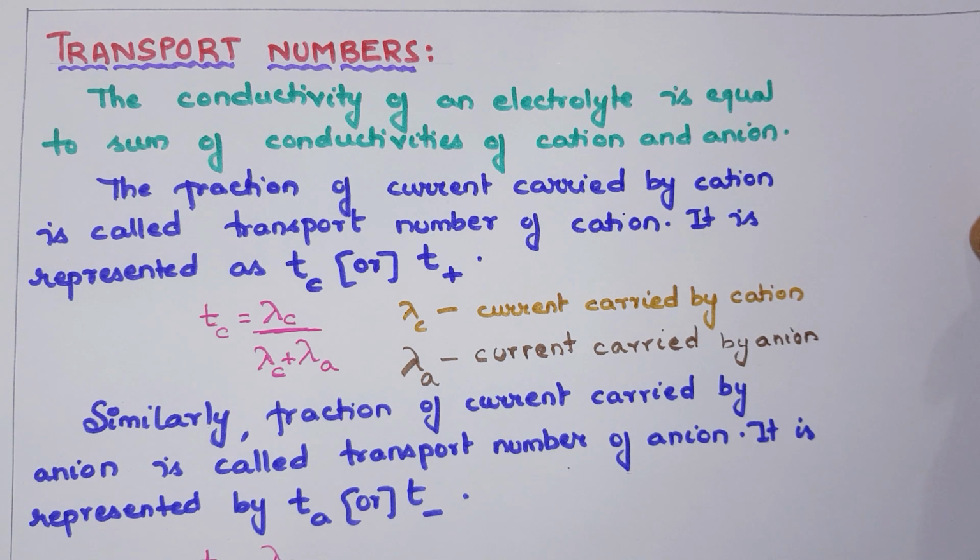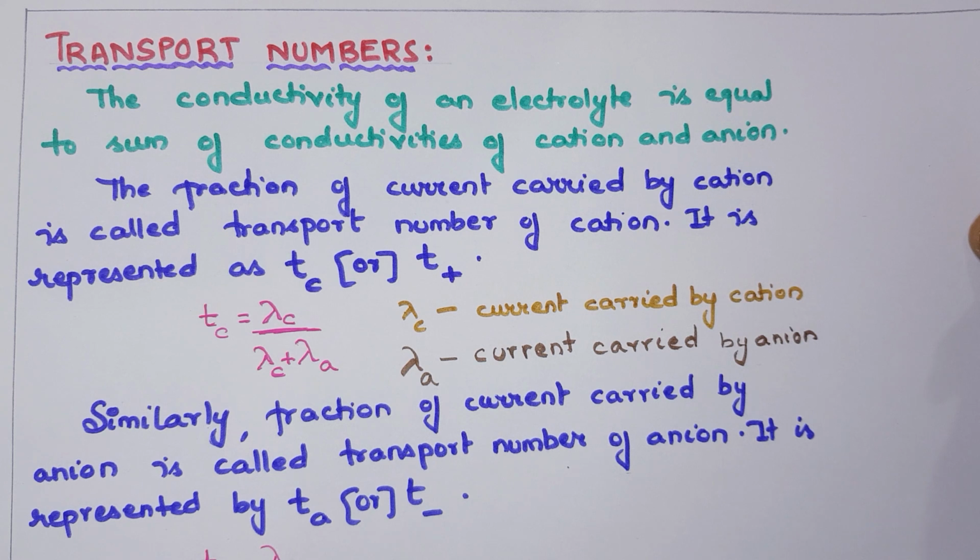So the fraction of the current carried by cation is called the transport number of cation. Once again, the fraction of current which is carried by cation. Whichever part of the current is carried by cation, that portion is called the transport number of cation, and it is denoted by Tc or T plus. Next, this Tc is given by lambda C by lambda C plus lambda A.